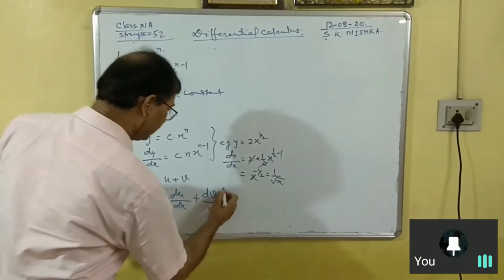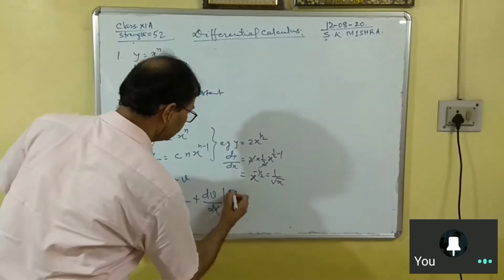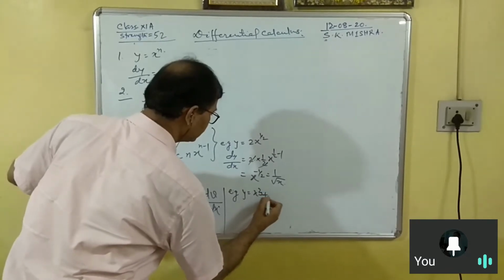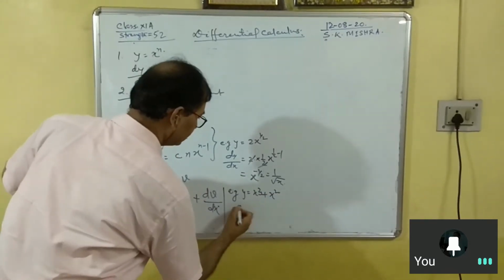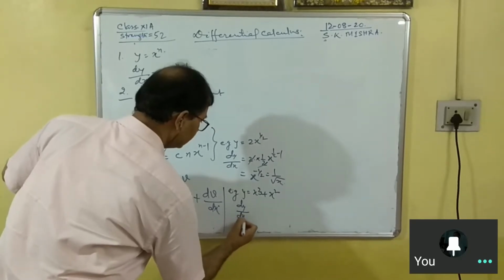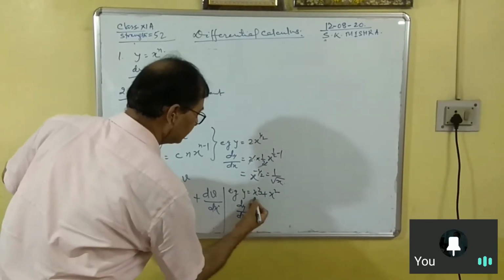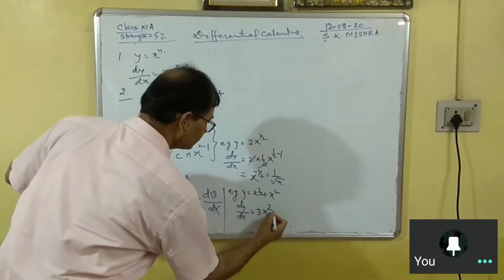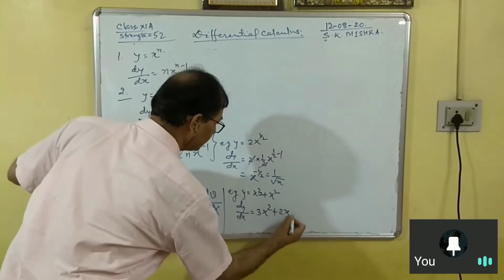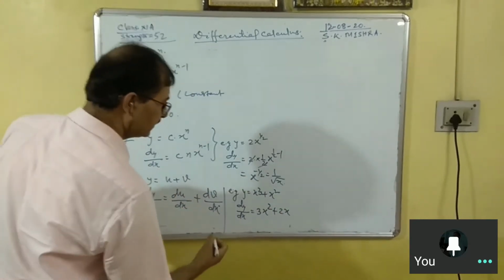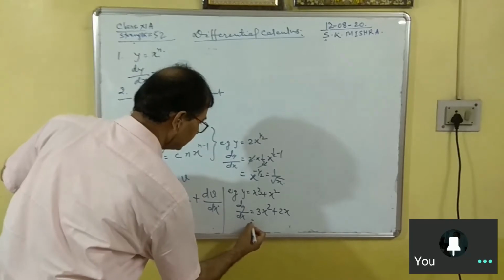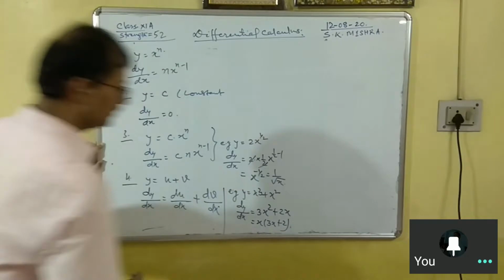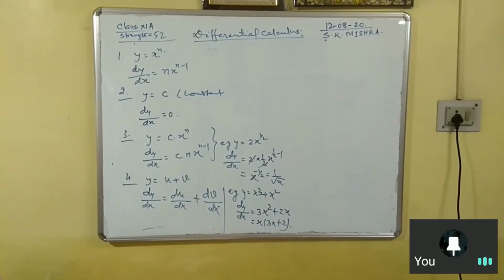As for example, if y is equal to x square plus x cube into x square, then what is dy by dx? You have to differentiate both the terms separately: x cube gives 3x raised to 3 minus 1, that is 3x square, plus 2x raised to 2 minus 1, that is 2x raised to 1, so need not write the 1. So this is 3x square plus 2x. You can take x common: x into 3x plus 2. So this is the dy by dx of u plus v.